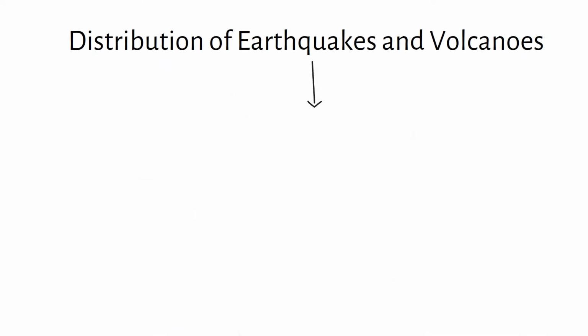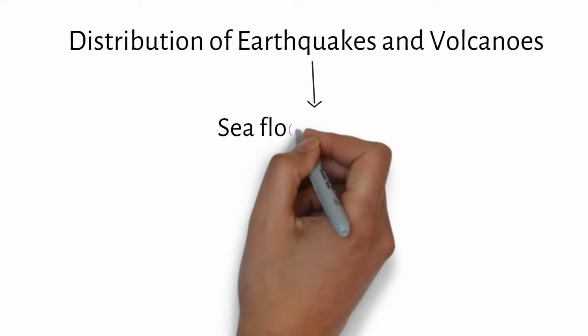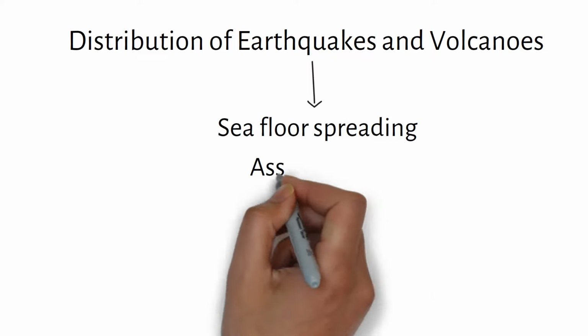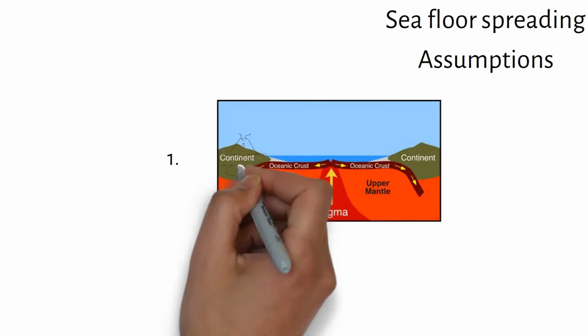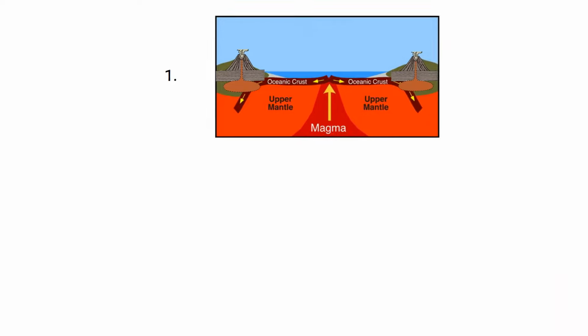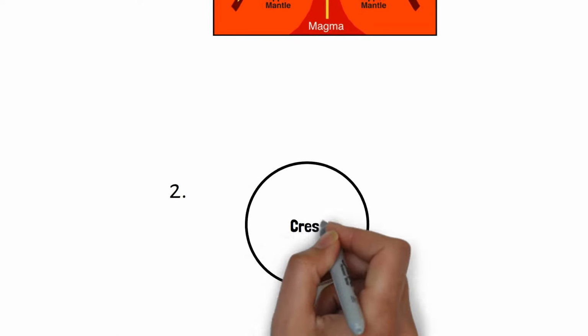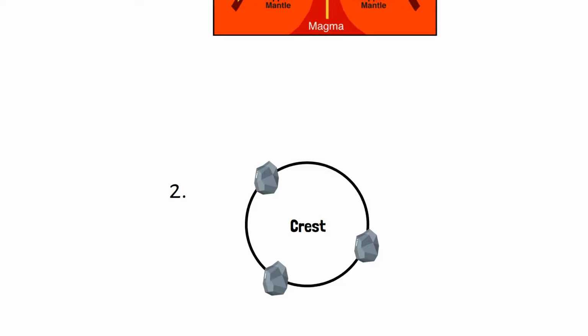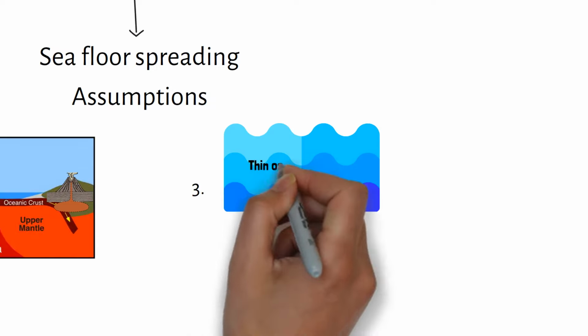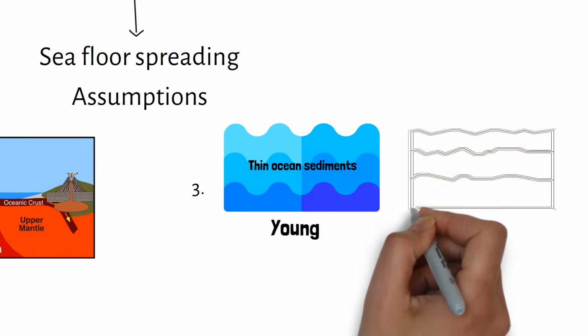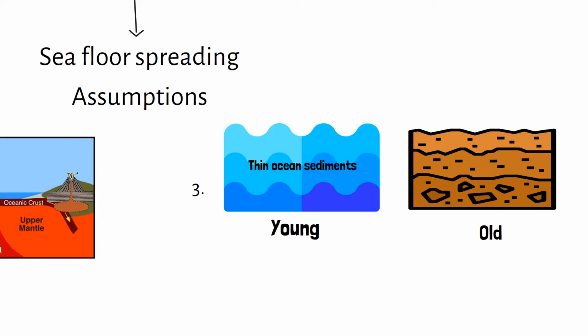Distribution of earthquakes and volcanoes. The most important concept under this topic is the concept of sea floor spreading. Let's take a look at the assumptions of sea floor spreading. Volcanic eruptions are common along mid-oceanic ridges. Rocks equidistant from the crest are similar in nature, and the rocks closest to the crest are the youngest. Since ocean sediments are thin, they are assumed to be younger floors than continental floors.